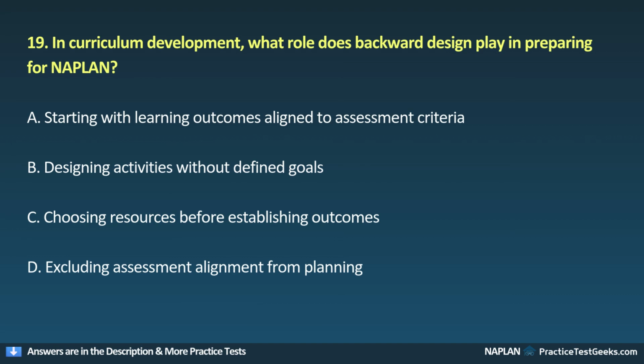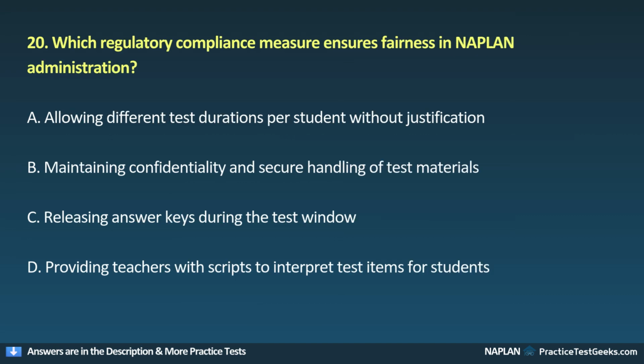A. Starting with learning outcomes aligned to assessment criteria. B. Designing activities without defined goals. C. Choosing resources before establishing outcomes. D. Excluding assessment alignment from planning. 20. Which regulatory compliance measure ensures fairness in NAPLAN administration?